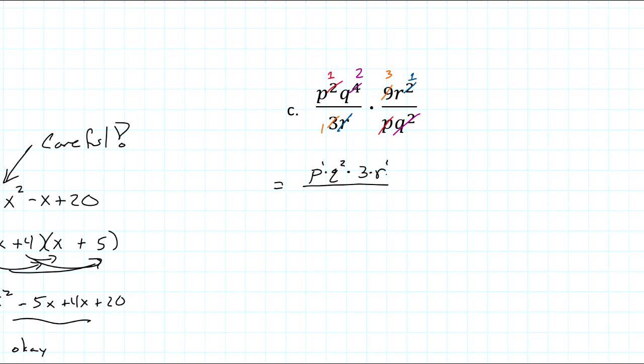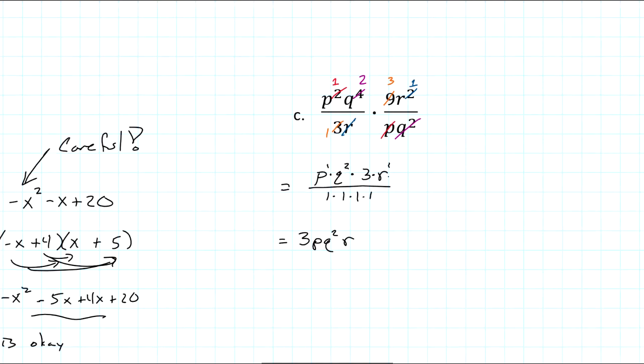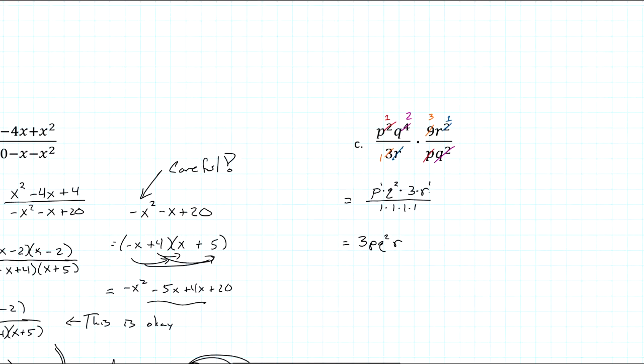I'm going to do one more line. On the bottom, we have a 1 times that r reduced to just a 1. The p canceled and the q squared canceled. So that's just a 1 times 1 times 1. So this will be 3p q squared r. That's it. So that's not so bad, right? All right.